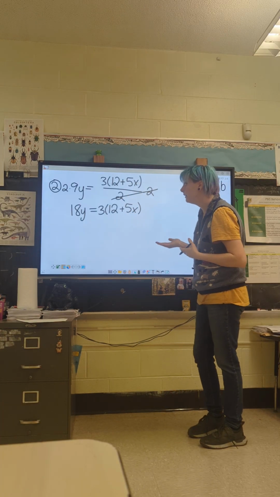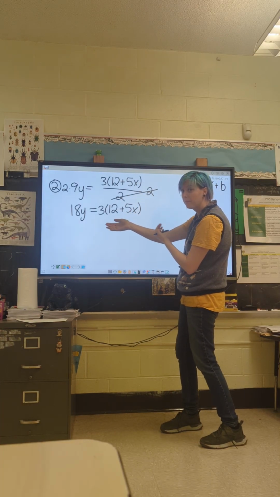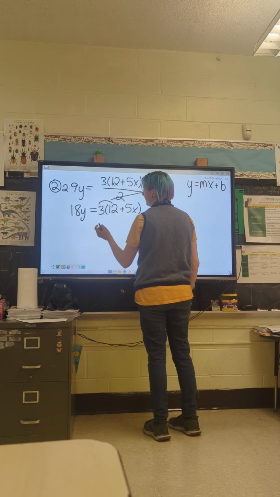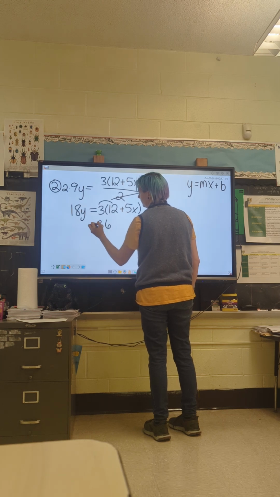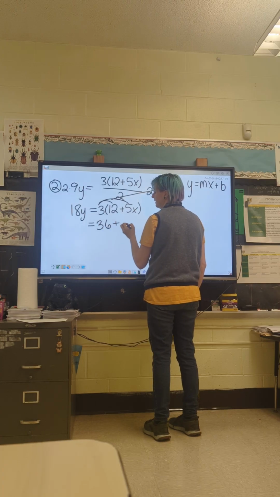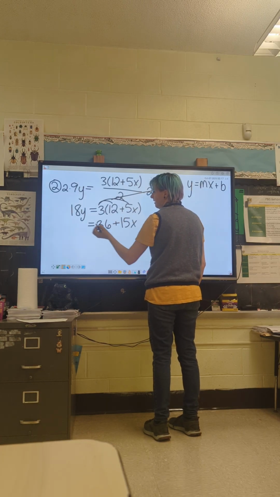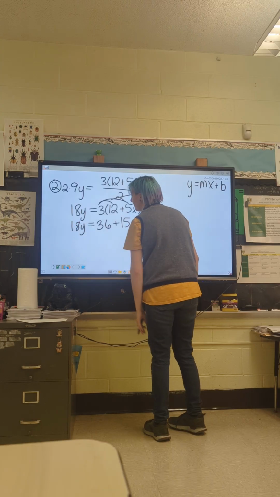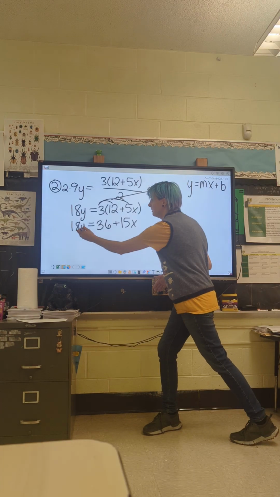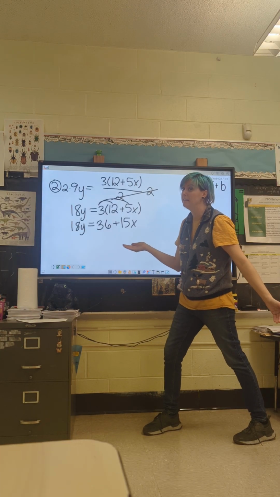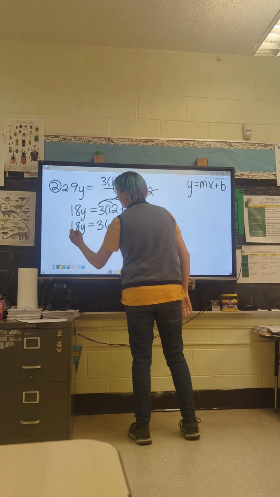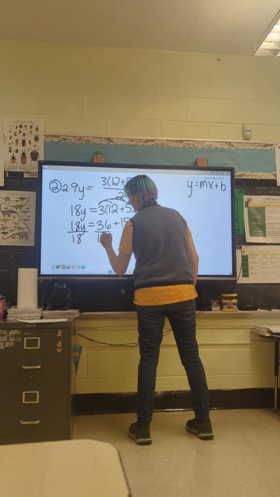Now, what are we going to do with that 3? Definitely distribute. 3 times 12 is 36. 3 times 5x, and both are positive, 15x. 18y, just do this thing. Almost solved for y, but we have a number next to it. It's multiplied. The opposite of multiply is, you better be answering me by now, because I'm going to keep doing it the whole video, just saying. Divide by 18 on both sides.